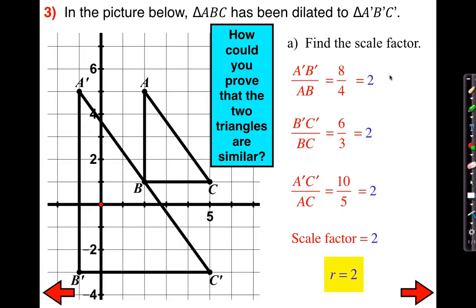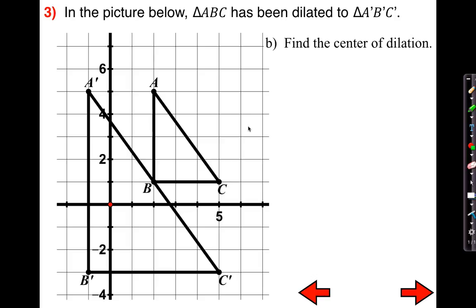Now, again, to prove that these two triangles are similar, we proved that the corresponding lengths have the same ratio, so they're proportionate. Now we're going to find the center of dilation. So go ahead and pause the video and try this one on your own.